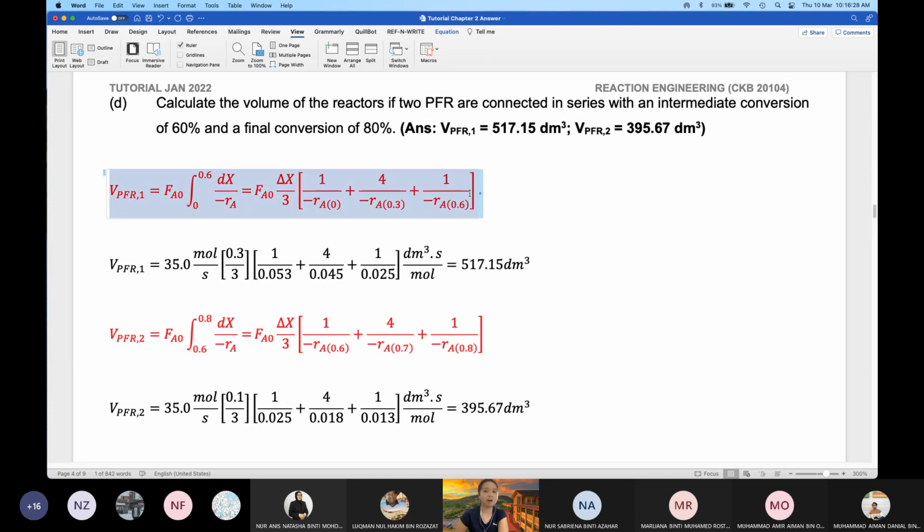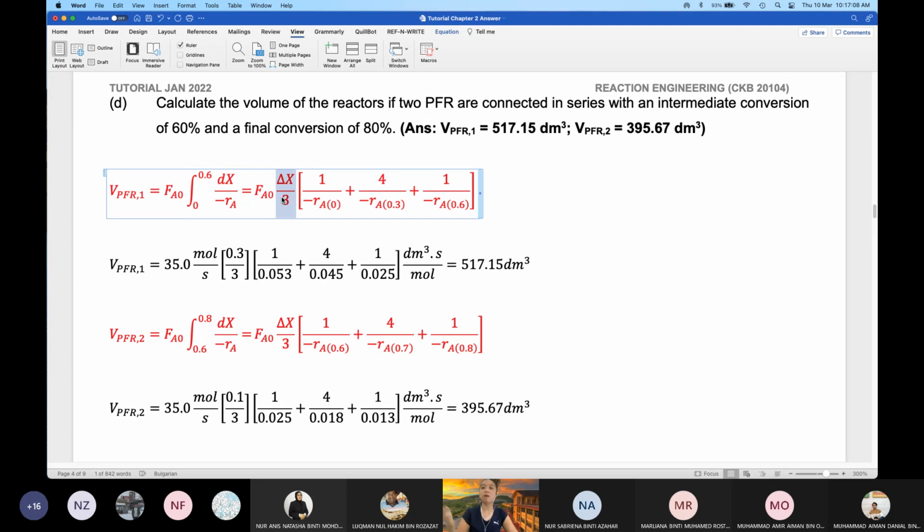So in the first PFR, the volume of the first PFR equals FA0 integrating from 0 to 0.6. Why 0 to 0.6? Because in the first PFR, I go from zero conversion, nothing is converted, until 60% in the first reactor. That's why the lower limit is zero, the upper limit is 0.6, dX per minus RA. Why do I always emphasize the lower limit and upper limit? Because later when we do the Simpson's one third rule calculation, you will already know the starting point and the final point. That's why it becomes FA0 delta X over 3.